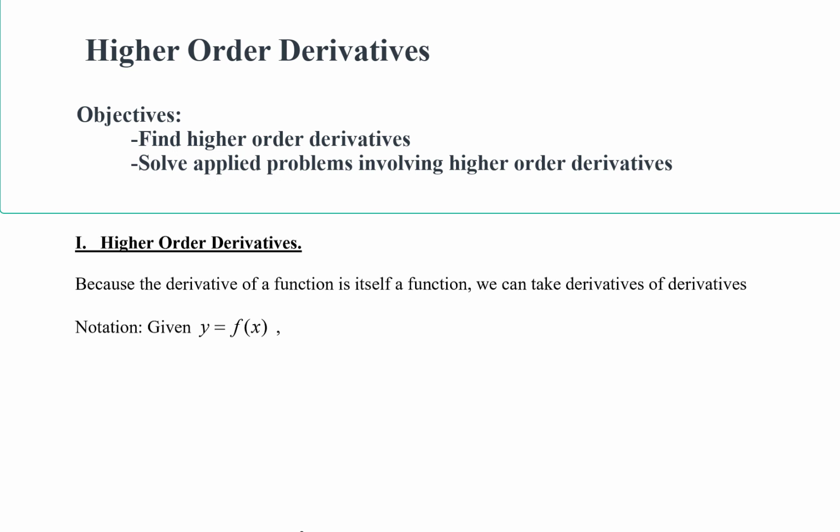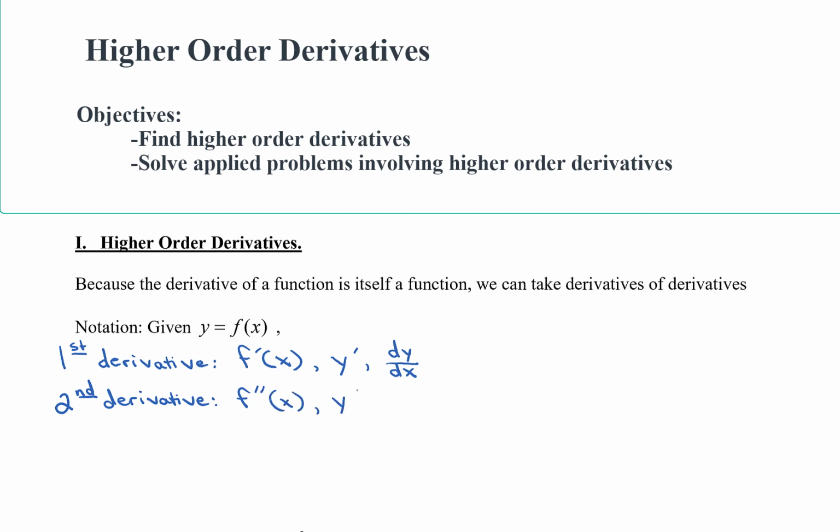Notation: given y equals f of x, the first derivative of f of x, or we can also write this as f prime of x, comma, y prime, comma, dy dx. For our second derivative notation, we can write this as the second derivative of f of x, or f double prime of x, comma, can also write y double prime, comma, or another way that we could write this is d squared y over dx squared.